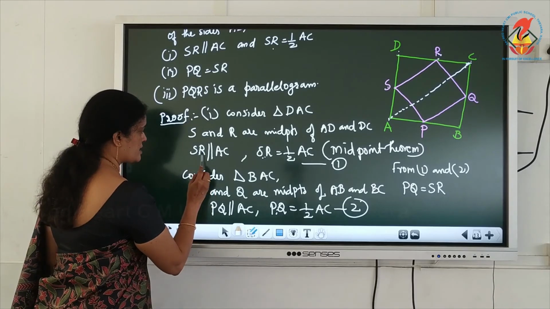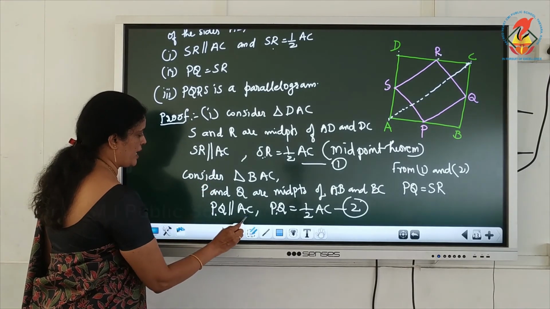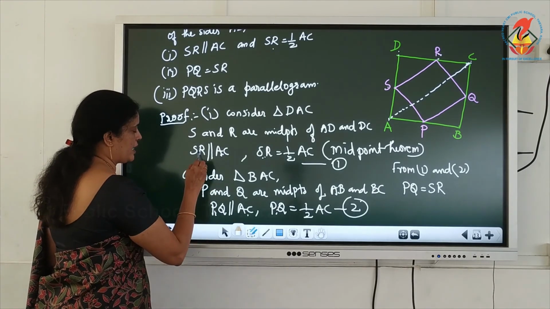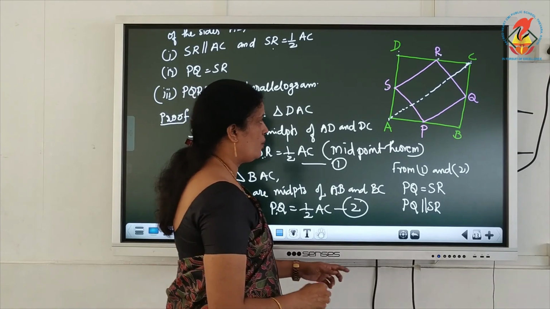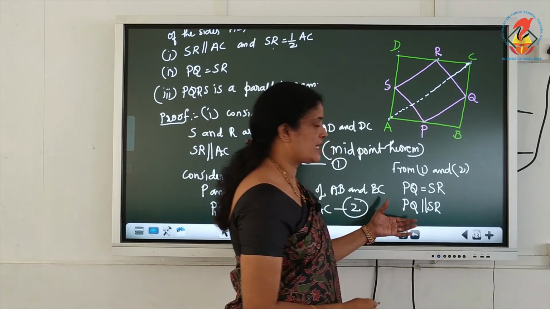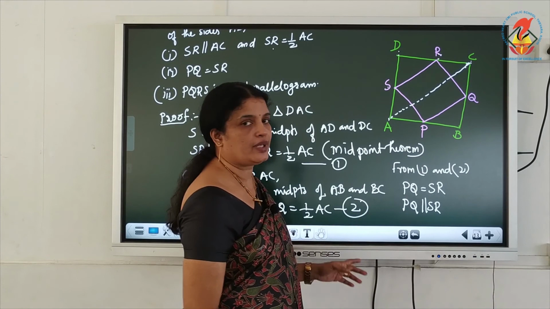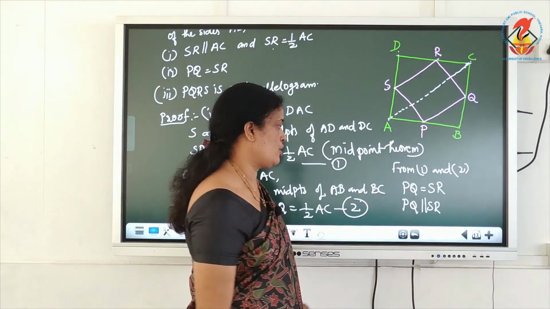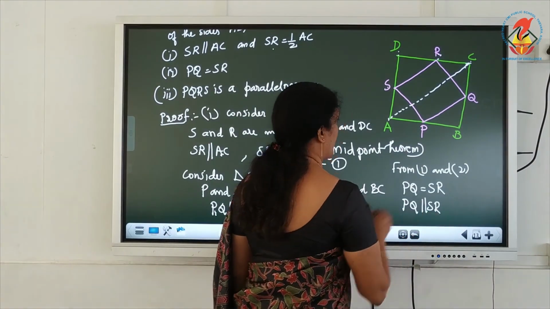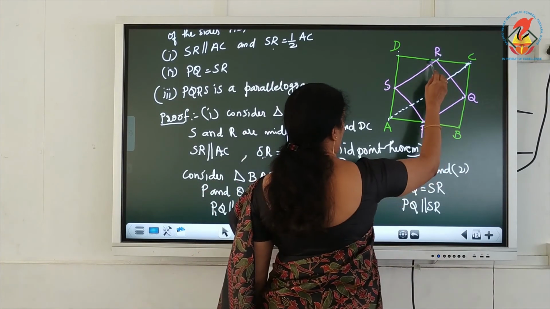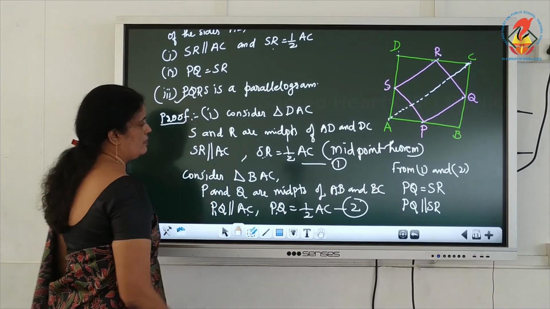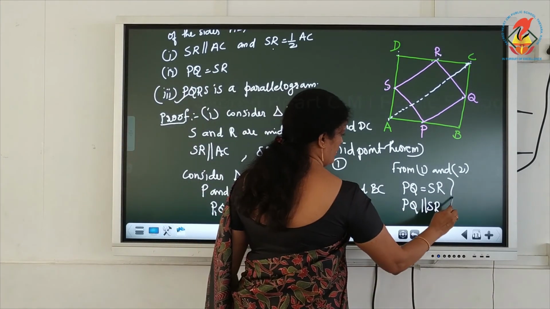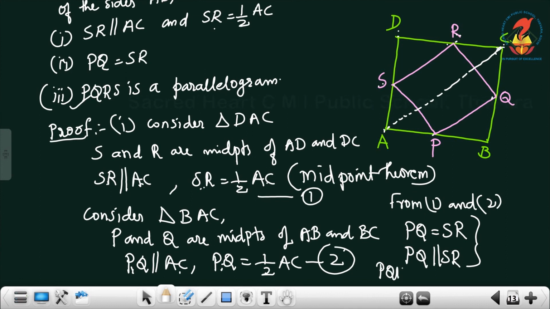Next, SR parallel to AC, PQ parallel to AC. That means PQ parallel to SR. If one pair of opposite sides are parallel and equal, definitely that quadrilateral is a parallelogram. PQ equal to SR, PQ parallel to SR, so PQRS is a parallelogram. This is the third step. Okay. From these steps, we can write PQRS is a parallelogram.